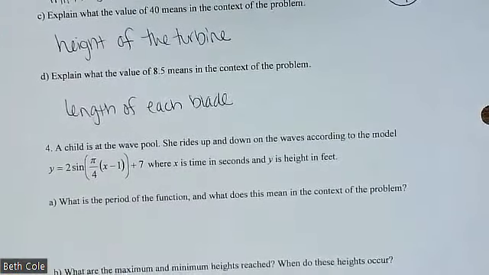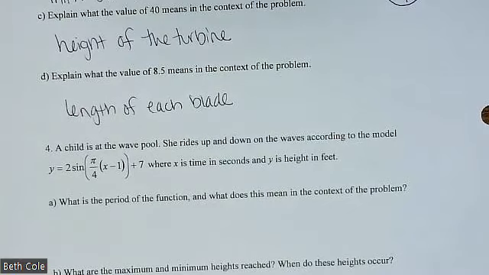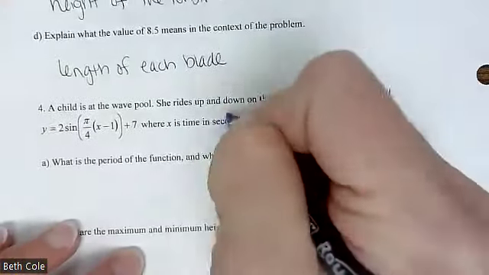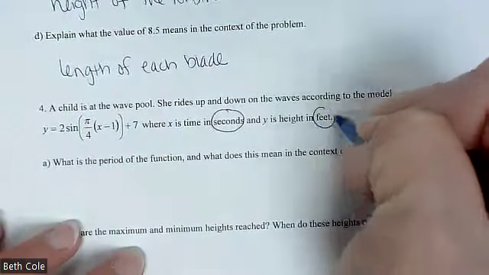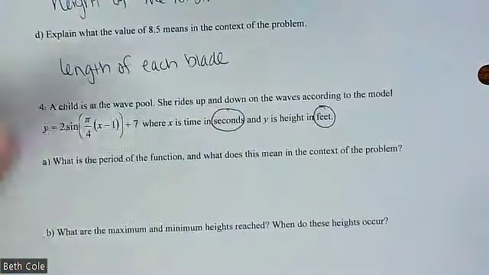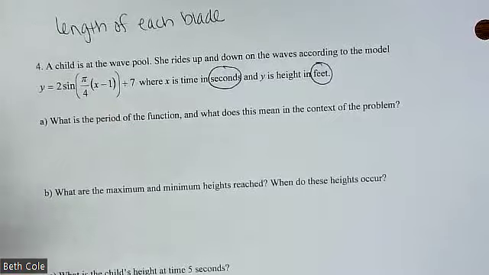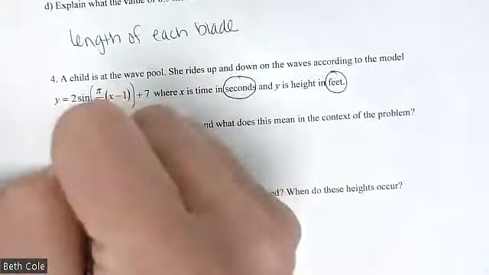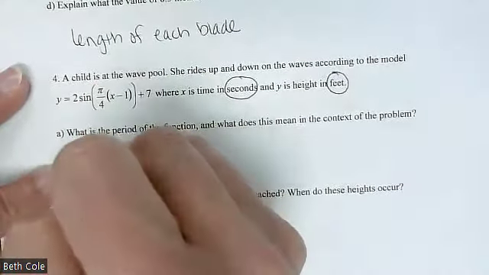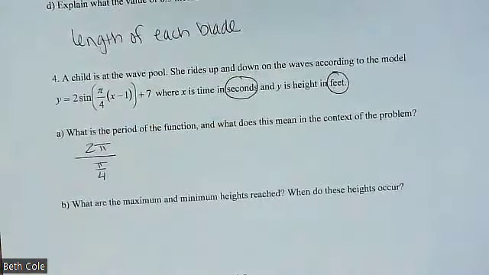All right, last one. A child is at the wave pool, riding up and down on the waves, kind of like the signal buoy, except it's a person. Time is in seconds, height is in feet. How would we find the period of the function? I've done 3 of them for you. How do we do this? All right, 2 pi over, good. Pi over 4. It's whatever's in front of the x.